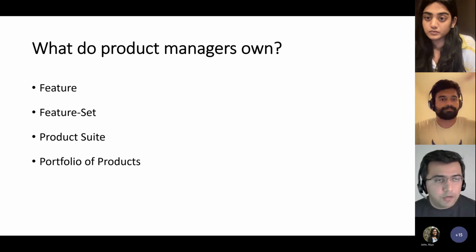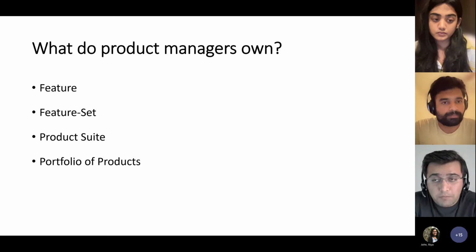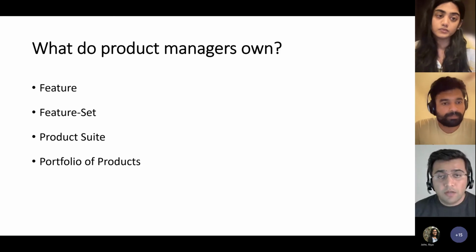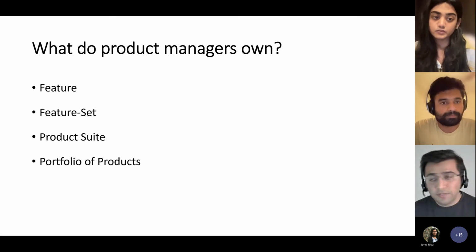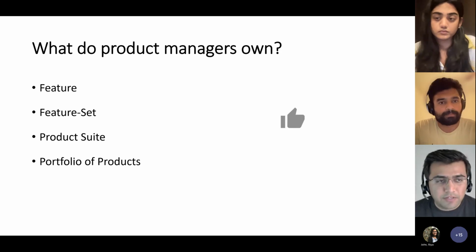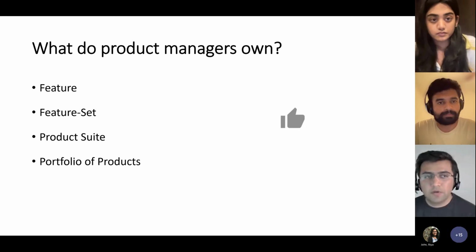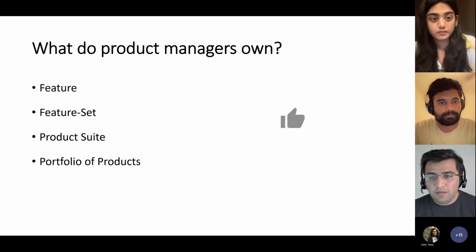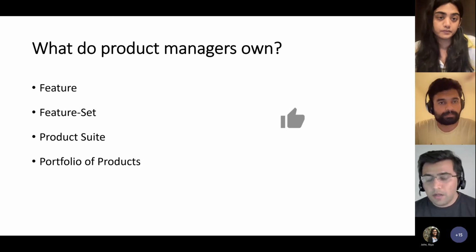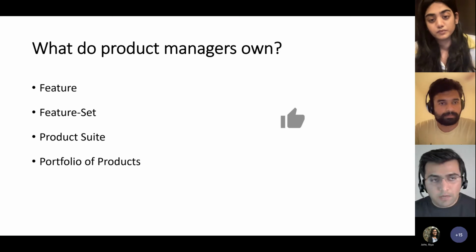You could have a feature, you could have a set of features, you could own a product suite, which is a collection of several feature sets, or even, as you grow in your career, you could have a portfolio of products. Simple example: a like button on YouTube, that's an example of a feature. If you are a product manager at YouTube responsible for all the interactions on the like button, you would be dictating, okay, is my solution for liking and disliking scalable?